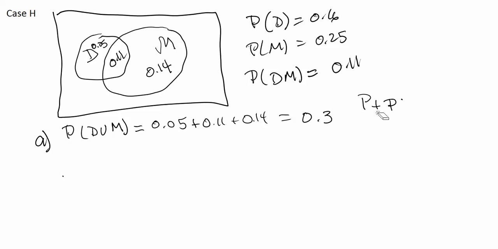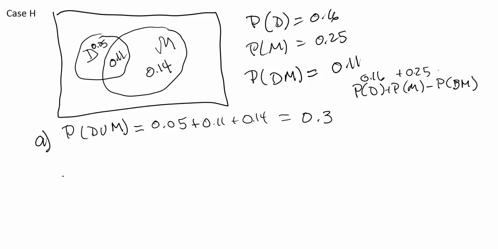You could also have calculated that using the classic definition. The probability of design award plus the probability of the materials award minus the probability of the intersection, because we don't want to double count that, and that's equal to 0.16 plus 0.25 minus 0.11. So you could have gotten to 0.3 either of those two ways.